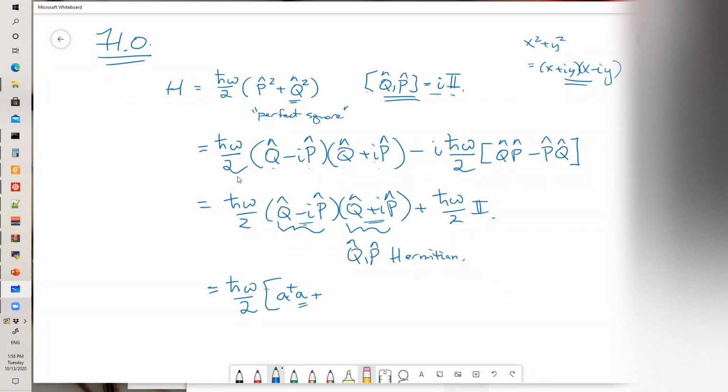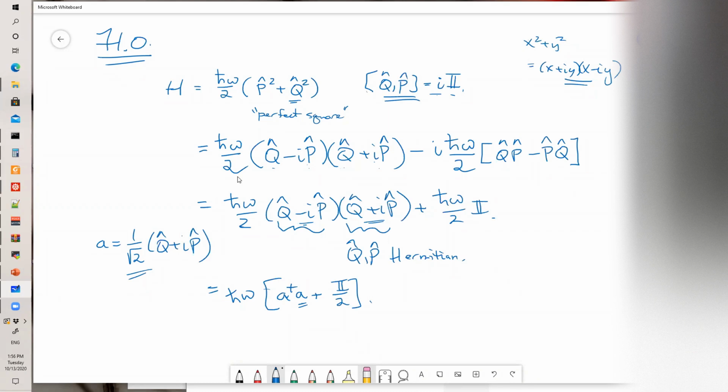Plus, of course, the identity term. So it's convention to define a as 1 over square root of 2 times q hat plus i p hat. The square root of 2 doesn't matter so much, but it makes things a little bit cleaner. It's nicer if we absorb this factor of 2 into the definition of a, because then a dagger also has a square root of 2. So this gets absorbed. This becomes h bar omega times a dagger a plus 1 over 2.